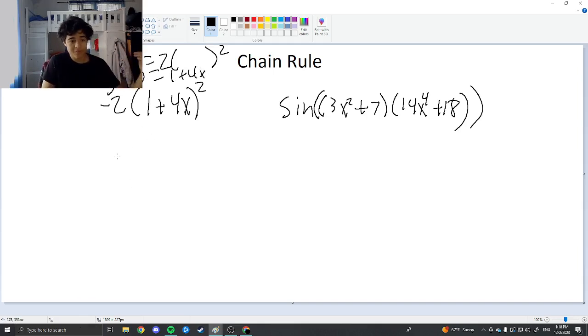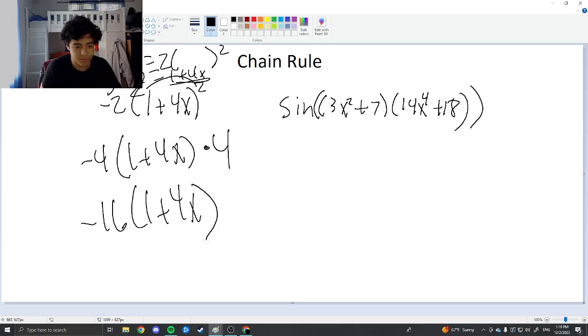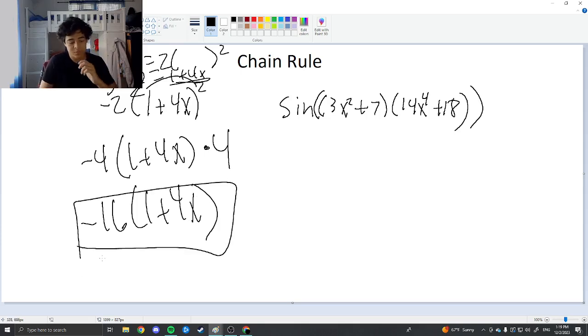We derive the f function. So we bring this 2 down in front. We have negative 4, 1 plus 4x, because we keep the inside the same. Times, and then we derive the inside function here. We get 4. So then we simplify this. We get negative 16, 1 plus 4x. And this is your answer. If you wanted to multiply it out and distribute it, you could, but it's easier to just leave it like this.